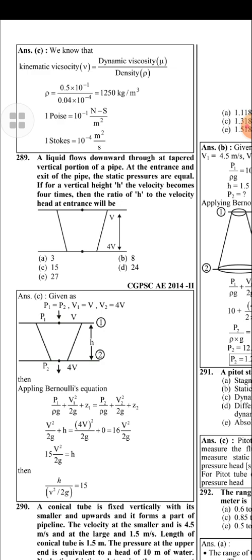A liquid flows downward through a tapered vertical portion of a pipe. At the entrance and the exit of the pipe, the static pressures are equal. If for a vertical height h the velocity becomes 4 times, the ratio of h to the velocity head at entrance will be 15. P1 is equal to P2 here, V2 is equal to 4V. Putting the values and applying Bernoulli's equation, P1 by rho g plus V square by 2g plus Z1 is equal to P2 by rho g plus V2 square by 2g plus Z2. So put the values here and find the answer.